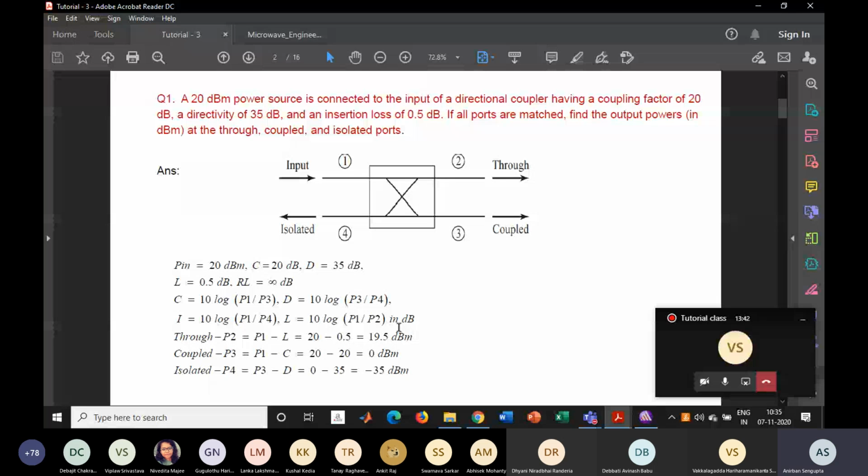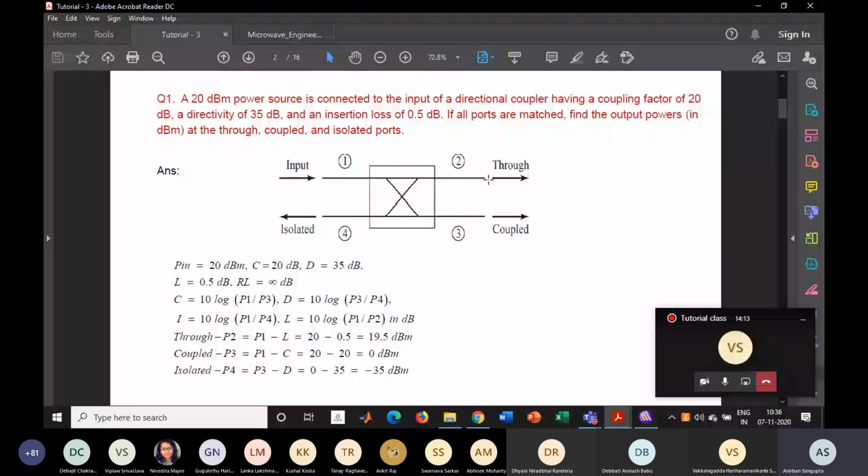Now, what is the power at the port number 2? That can be found out by this equation, P1 minus L, because P1 is the input port, and as port 2 is the through port, only the insertion loss will be the factor. So P1 minus L, 20 minus 0.5 will be 19.5 dBm. So 19.5 dBm power will come at port number 2.